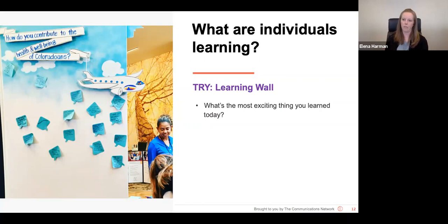So a little tip on this. The picture on the left hand was from a particular event that we did this at, and we were able to tailor the question a little bit more, but this question around the most exciting thing you learned is a great default if you're just starting out with this practice.